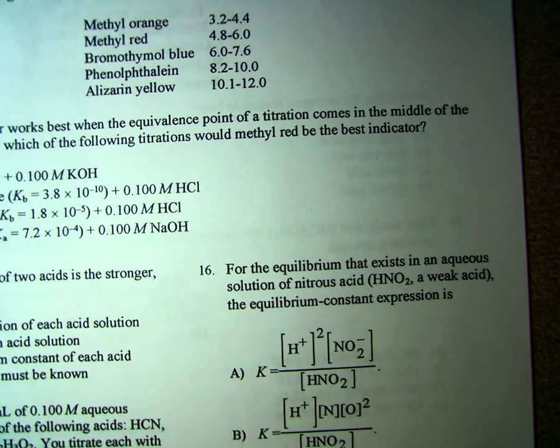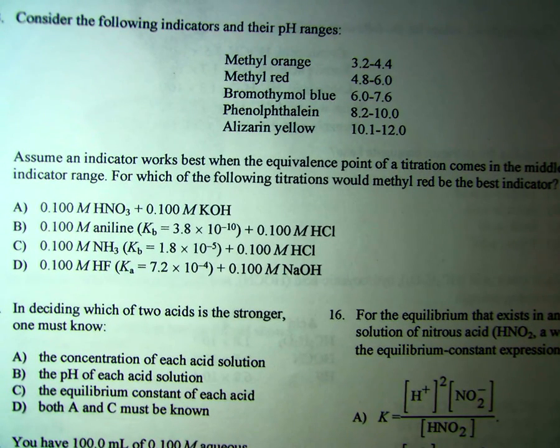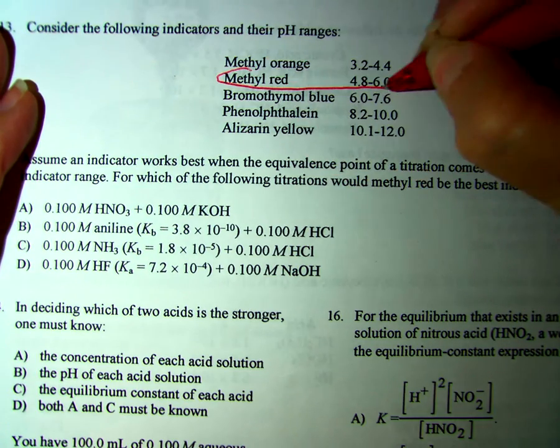All right, this one is not difficult. Assuming an indicator works best when the equivalence point of a titration comes in the middle of the indicator range, which of the following titrations would methyl red be the best indicator for? For methyl red, we need a pH between 4.8 and 6. Okay, methyl red, we want to look at this.